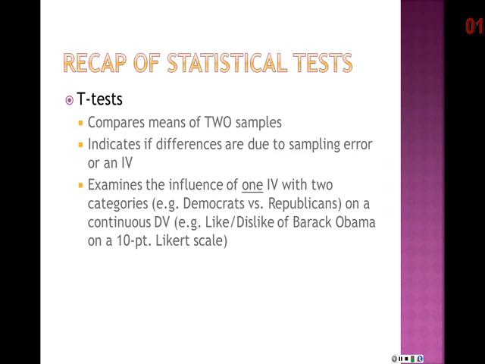So in this case we have an IV that has two categories, right? So an independent variable with two categories, and we have a dependent variable that's on a continuous scale. So this is categorical IV, continuous DV.